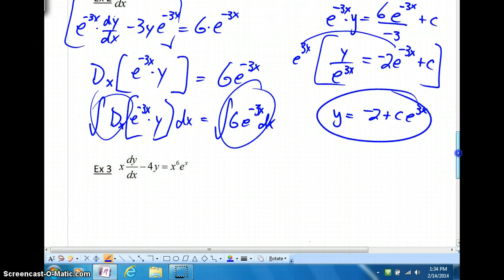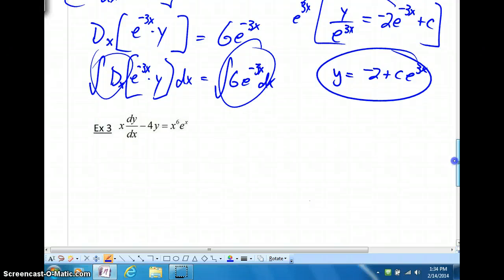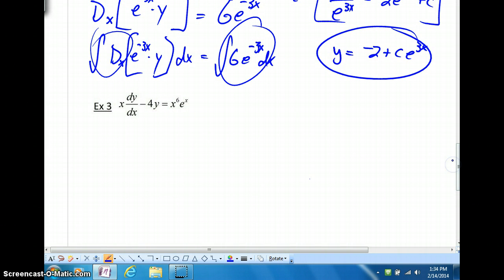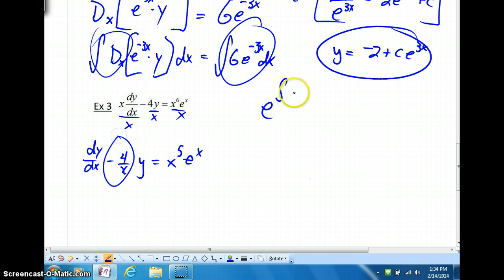Okay, real quickly, just wrapping this last one up for example 3. As we finish this up, is it in standard form? No. Ah, doggone it. What do we have to do? Divide everything by x. And we'll have dy/dx is equal to negative 4 over x times y. Over here we have x to the 5th, e to the x. Our integrating factor is going to be e to the integral of negative 4 over x dx.